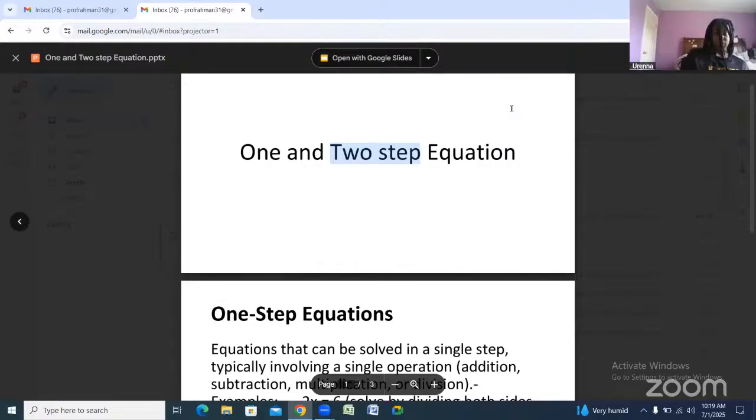Add. What are we supposed to do? Please speak up. Add. Okay, what are we adding? 6 and 9. 6. Okay, so in this case, we add 6 to both sides of the equation. Add 6 to both sides of the equation. So we have x minus 6 equals 9, then we have plus 6, then this will be plus 6.